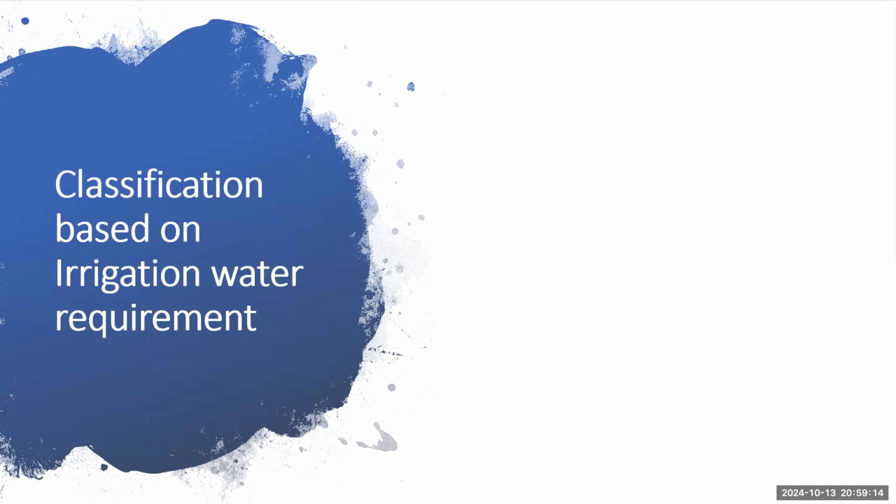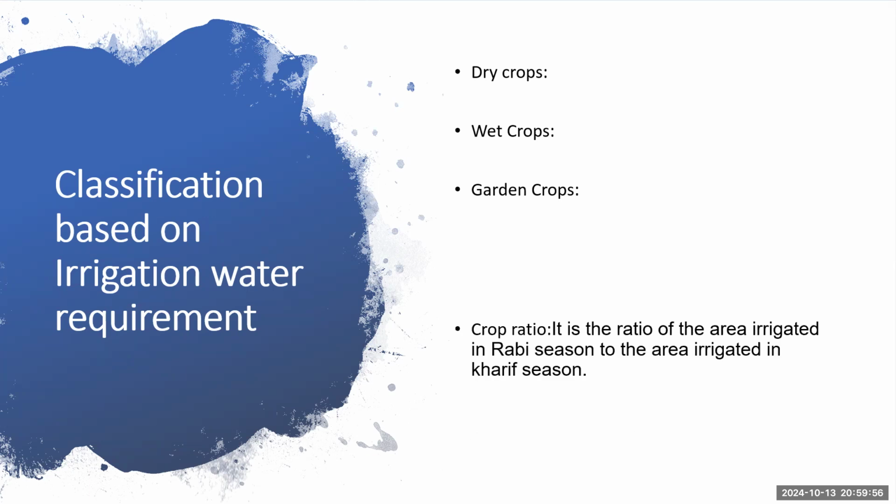Now the third classification of crops is based on irrigation water requirement. Based on irrigation water requirement, crops are classified as either dry crops, wet crops, or garden crops. Now, what do you mean by dry crops? Dry crops are the crops which are taken in monsoon season and do not need irrigation water. These crops are grown on natural rainfall, so they are called dry crops. Wet crops are the crops which need time to time watering. And garden crops are the crops which need frequent watering.